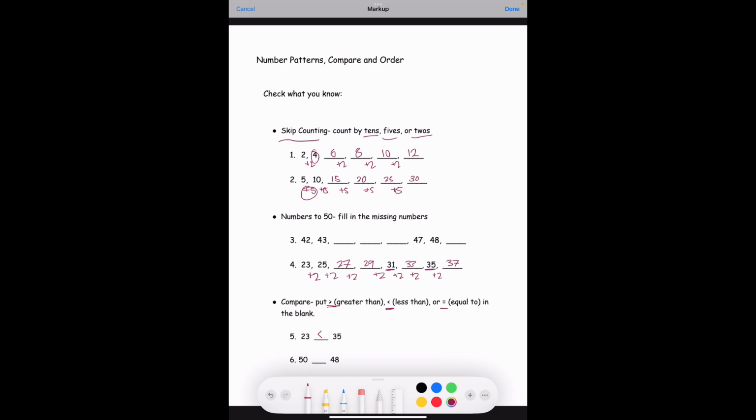So let's look at number 6. 50 and 48. Which one's bigger? 50, right? So the little arrow looking thing is going to open towards 50 because 50 is greater than 48. But if we had 2 numbers that are the same, for example, 41 and 41, because they're the same number, it will be the equal sign.